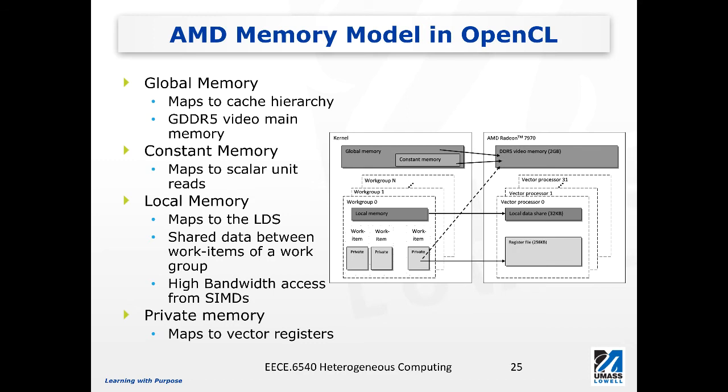Local memory is where the processing elements or computing units share data across multiple processing elements within a compute unit. This maps to local data share, such as in AMD, or the shared memory on the NVIDIA architecture. We can use local memory to share data between work items of a work group. Local memory is on chip, so it has very high memory bandwidth that can be accessed from the SIMD cores. Private memory is even closer to the core. It usually refers to the registers or scratchpad.